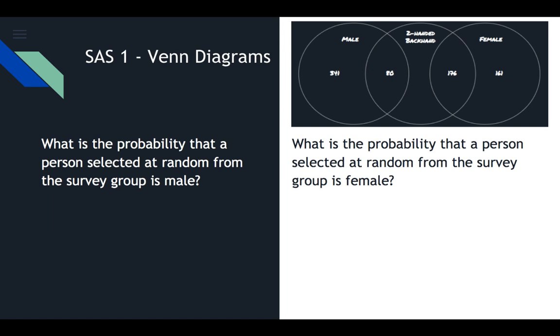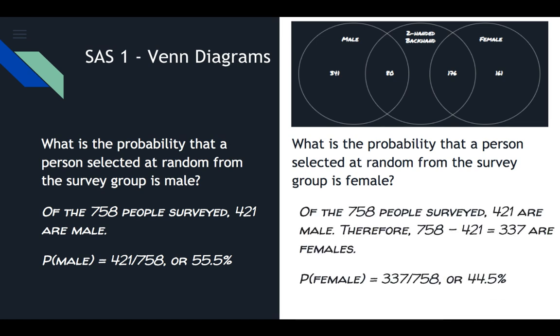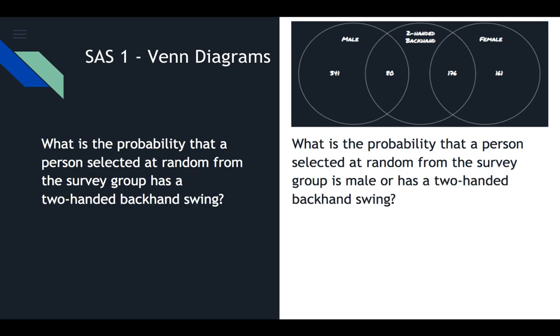All right, what is the probability of a person selected at random from the group is male? Well, let's see. Of the 758 surveyed, 421 are male. So the probability of male is 421 over 758, or 0.555, or 55.5%. What is the probability that a person selected at random from the survey group is female? Well, we already said that 421 are male, therefore 337 are female. Female probability is 337 out of 758. That's 0.445, or 44.5%.